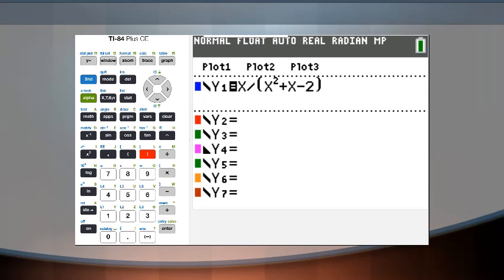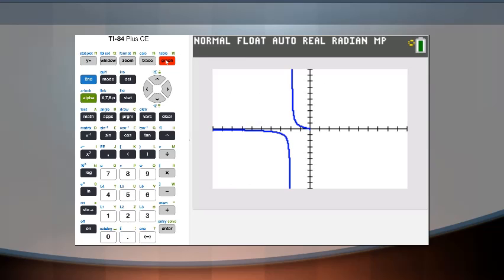Okay, so here we got our rational function entered into the y equals: x over x squared plus x minus 2. Let's take a peek at the graph. All right, let's see what we got right in here. It does appear I've got a vertical asymptote running right down along where x is equal to negative 2. None of this seems to be crossing that. And I got another vertical asymptote right here at x equals 1.